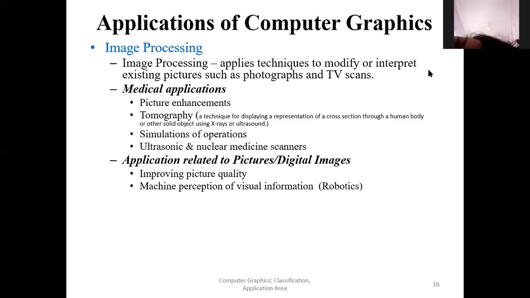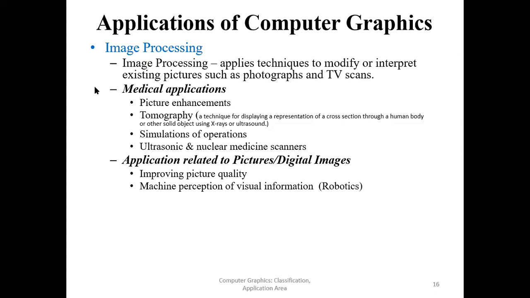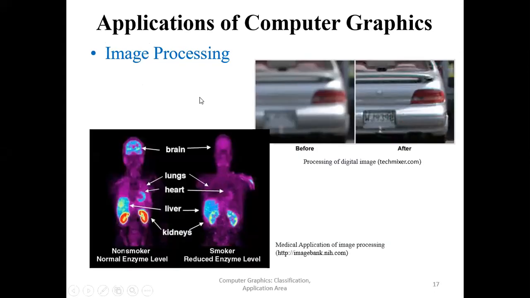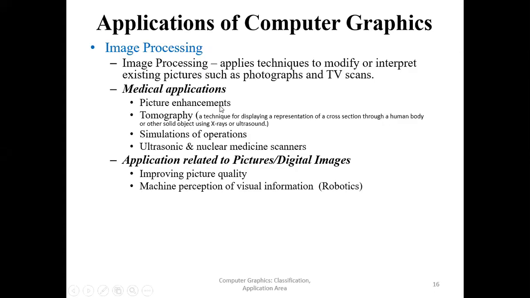or TV. And where do we use image processing? We use it in medical applications like picture enhancement, tomography, simulations and operations, ultrasonic, nuclear medicine scanner. We use image processing in improving picture quality. That can be a normal picture that you took every day, or it can be a medical picture, or it can be other pictures as well.